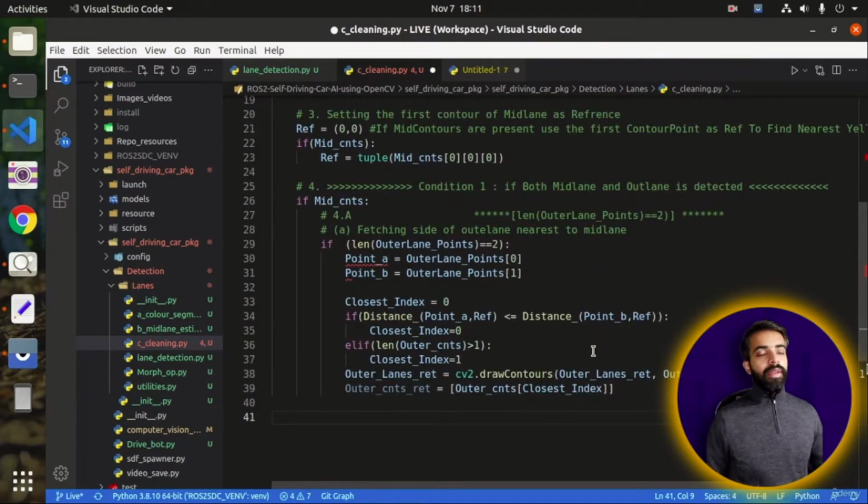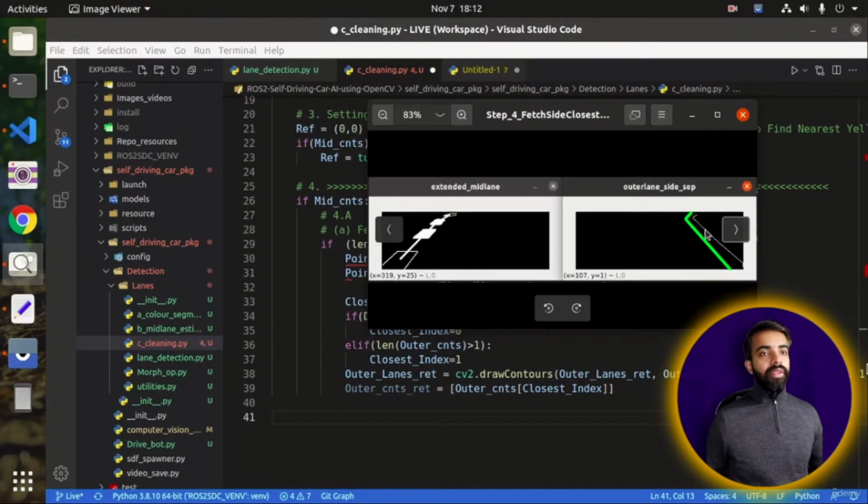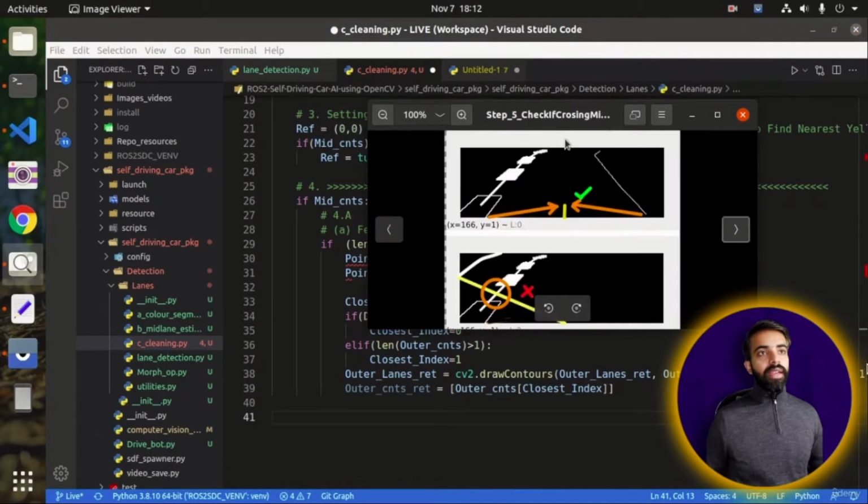Now, once we have found the correct outer lane, the green outer lane, what we need to do is simply check if that particular outer lane is the correct one or not. If it was incorrectly predicted, then we need to correct it. But first, we need to check whether this was the correct outer lane or not. And the method that we use to check whether the outer lane is correct or not is this particular method that is shown in this image.